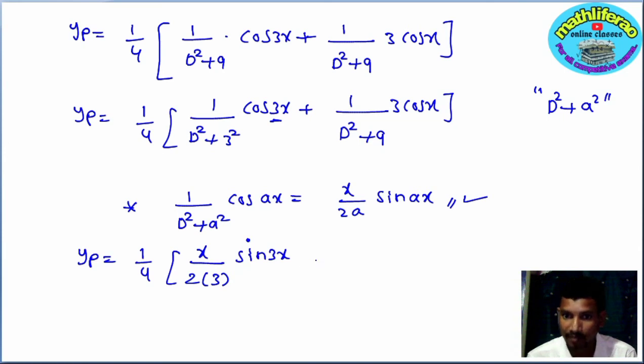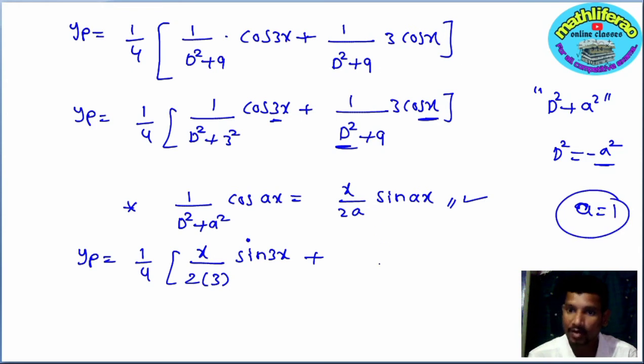This is the first part. Now the second part, replace D square by minus a square. So here a value, x coefficient is 1. Now replace it, 1 by minus 1 square. D square by minus a square means minus a value 1, 1 square plus 9 into 3 cos x. This is the particular integral.